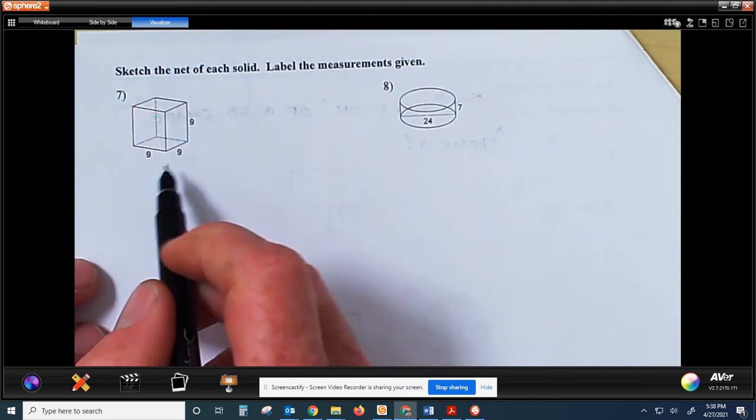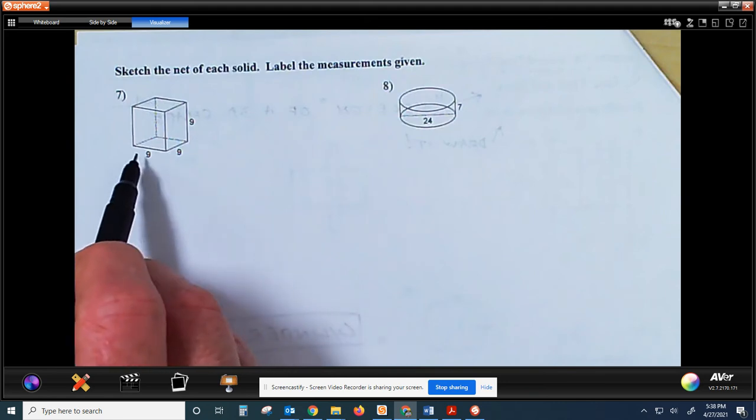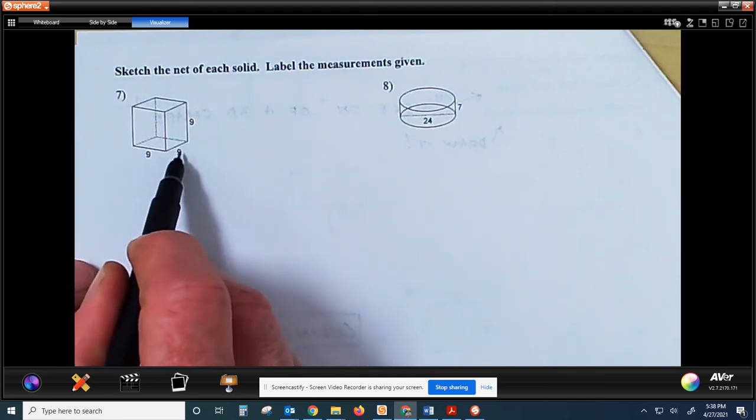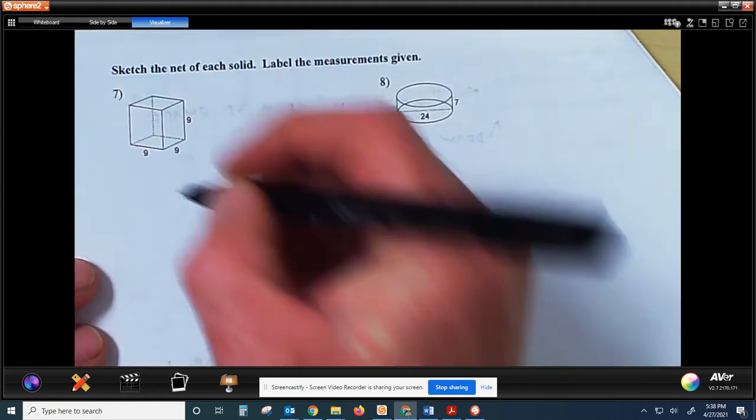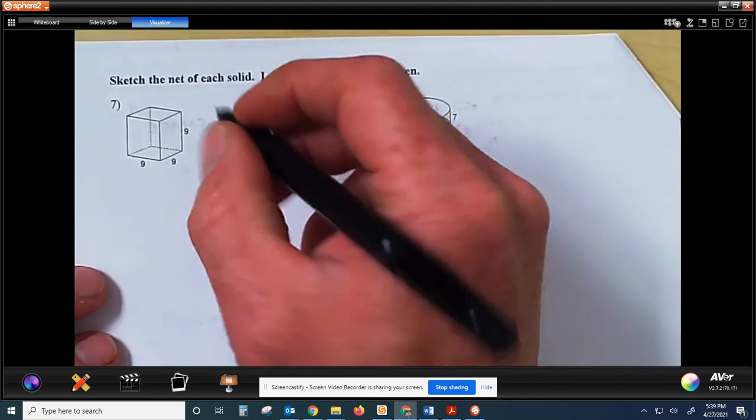Let's start with number seven, which is a cube. I know because I see a base area that would be here. Base times height for a base, 9 times 9, and then it is 9 high. I could calculate my volume from just those numbers. 9 times 9 times 9 is my volume. But my surface area is different.